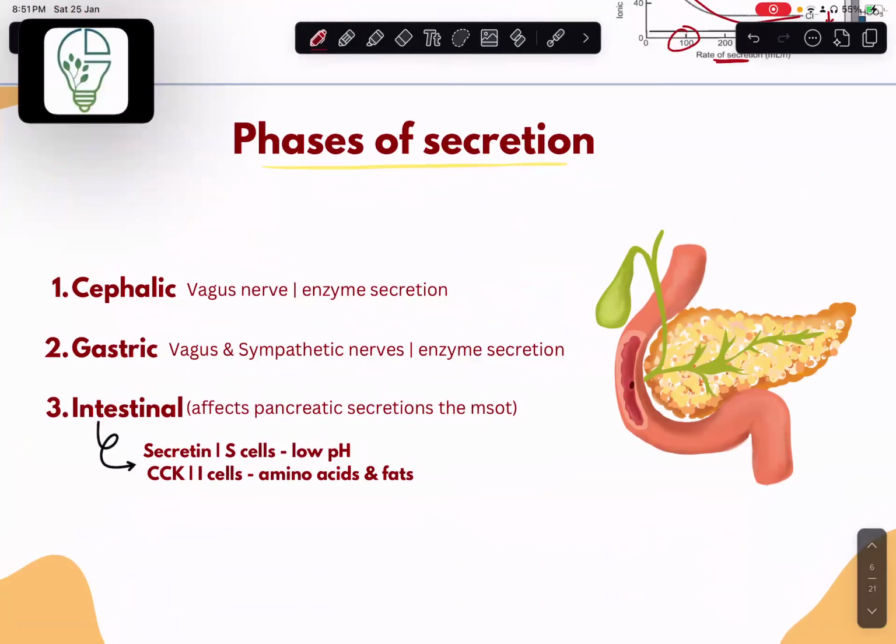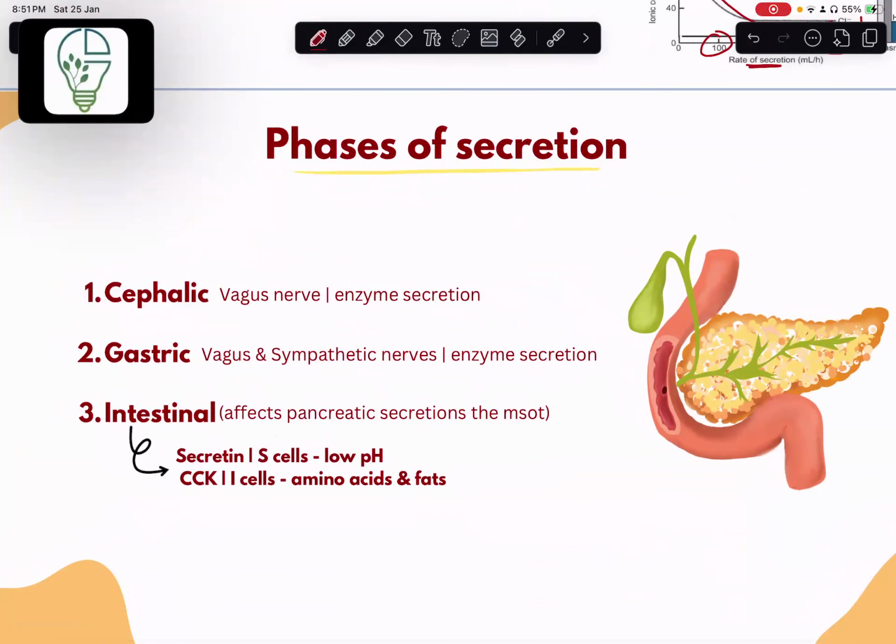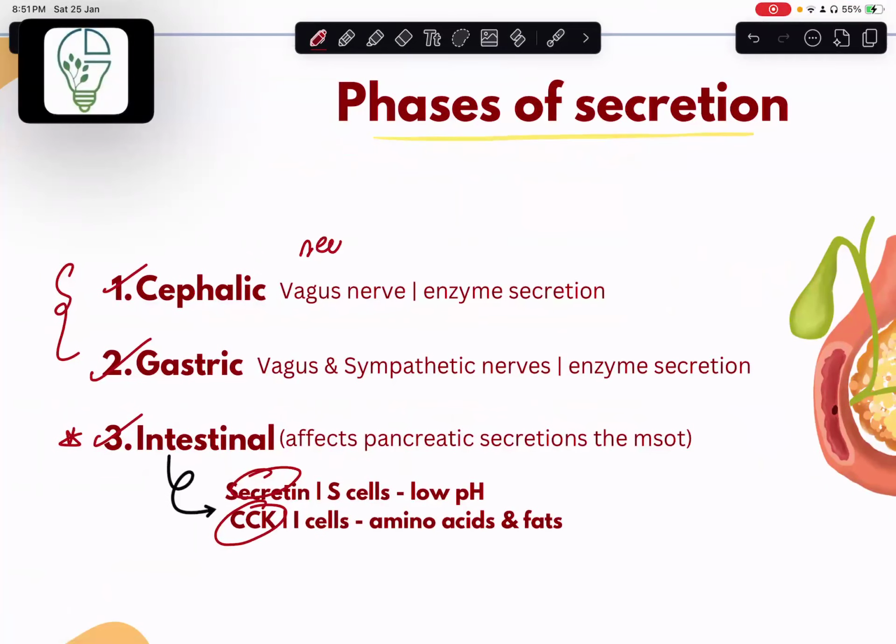Going next to the phases of secretion. We have 3 phases, the same old 3 phases, nothing new: the cephalic, gastric, and intestinal. Of course, the intestinal phase affects pancreatic secretions the most because of secretin and CCK. But the cephalic and gastric phases also affect the pancreas to a lesser extent using the vagovagal reflexes and basically using neurotransmitters. Mainly it is using acetylcholine and the vagovagal reflex causing enzyme secretions, and it increases the acinar secretions.